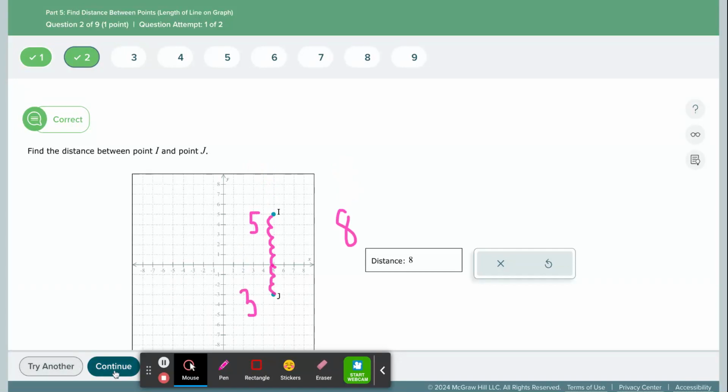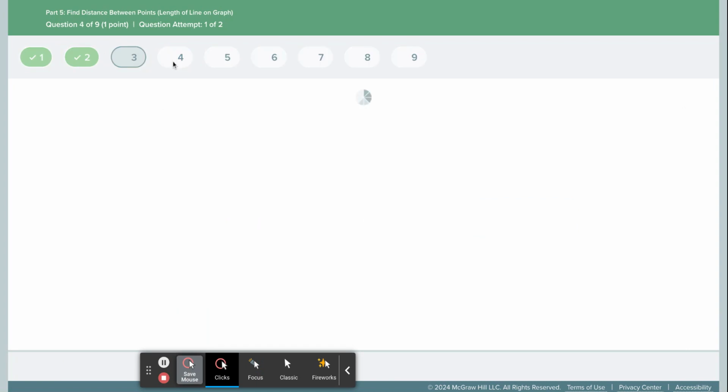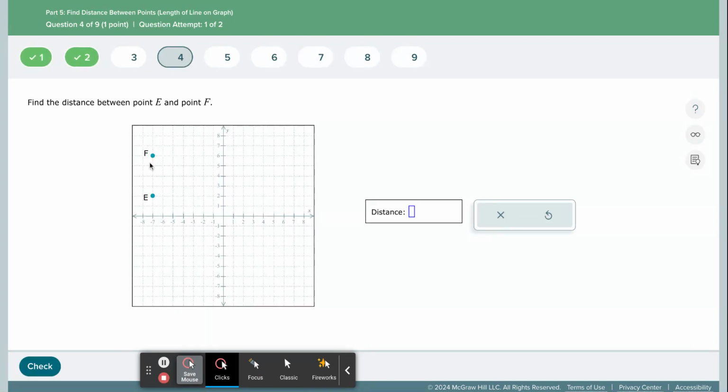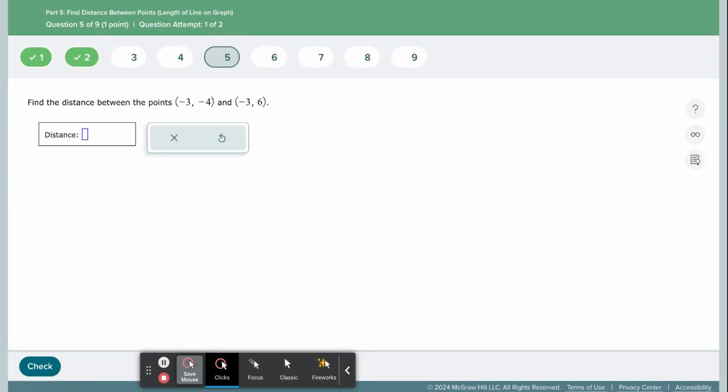Moving right along. Here we go. Same thing. You're crossing over. You're just counting hops, right? Not a big deal. So I'm going to go ahead and move on to the more complicated problems. Here you go. You actually have a grid. You get to count. Easy peasy. All right, here's where the real thing starts. Okay, find the distance between the points, but you do not get a grid.